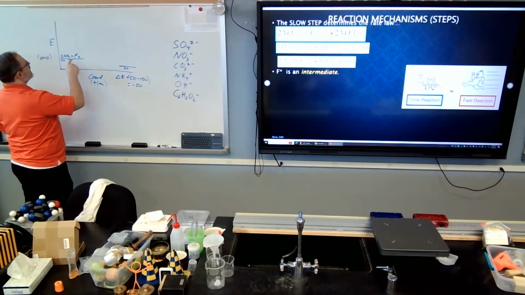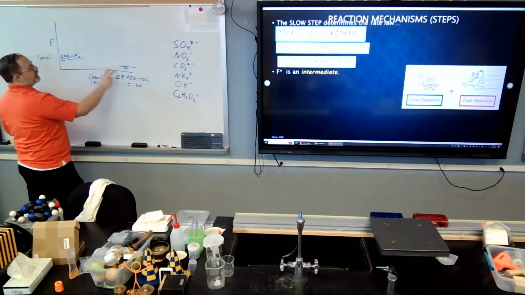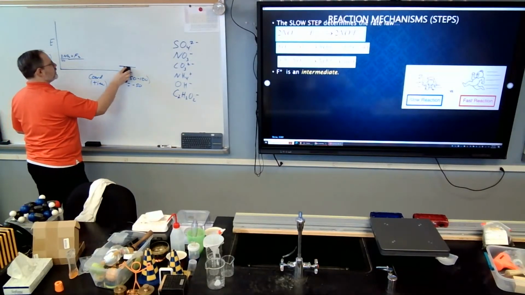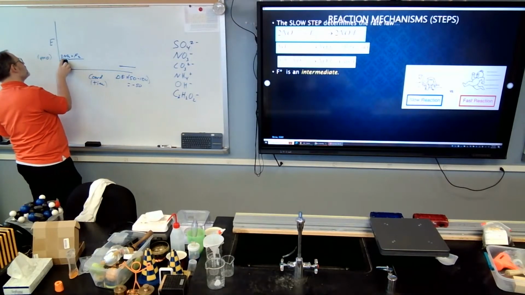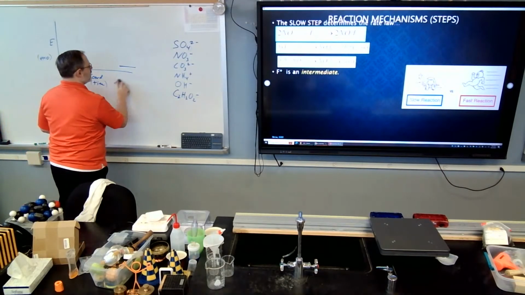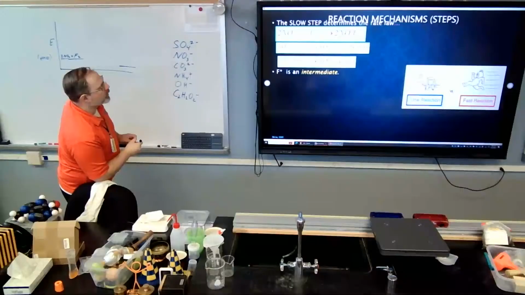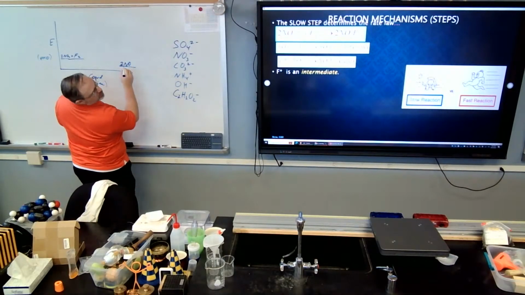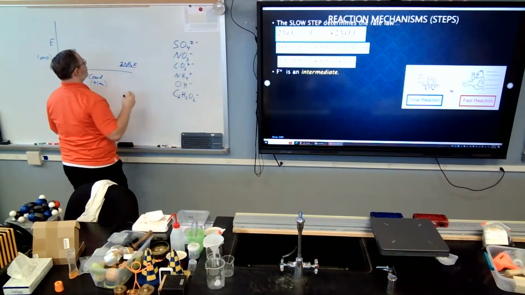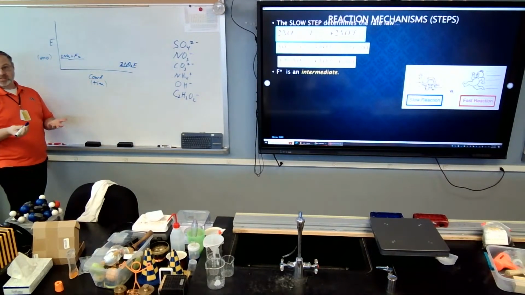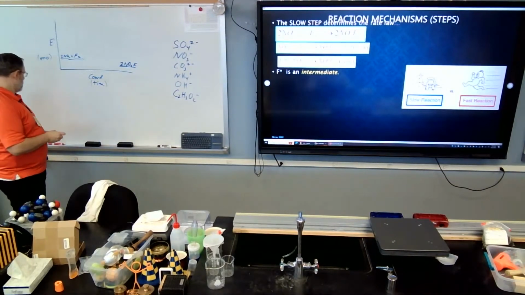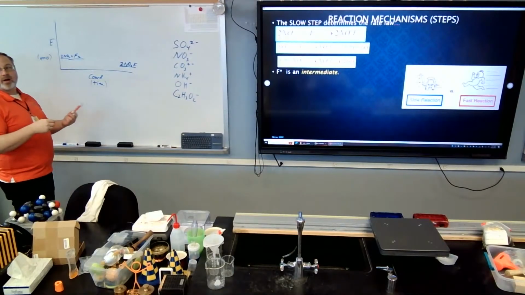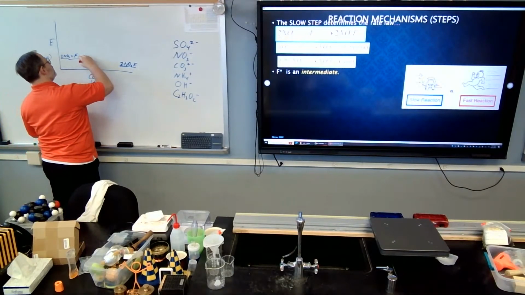So the reaction is going to start with our reactants. It's going to end with our products. And get rid of these numbers because they're not important. They're made up. The important thing is exothermic. And we're going to end with 2 NO2F. Okay? So now we're going to draw a hump. There's a hump, just one.